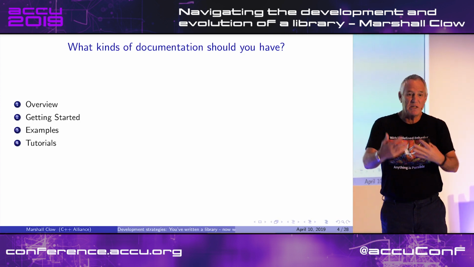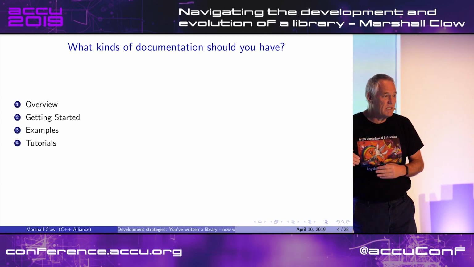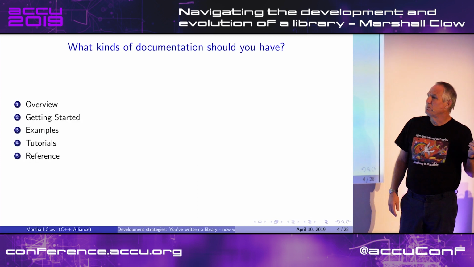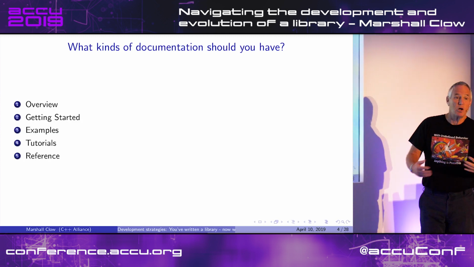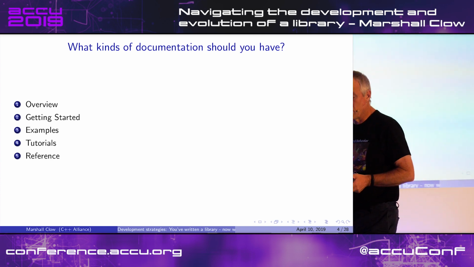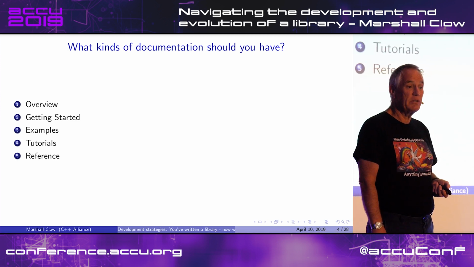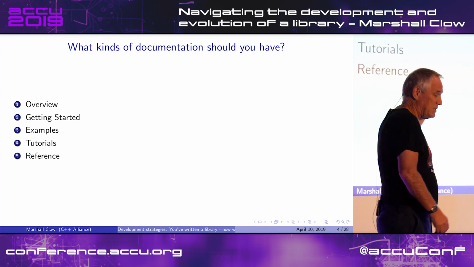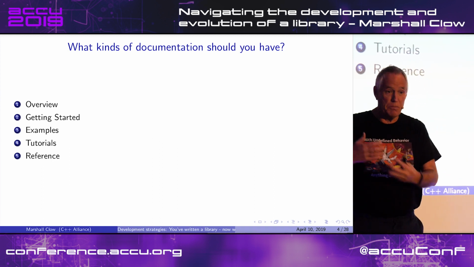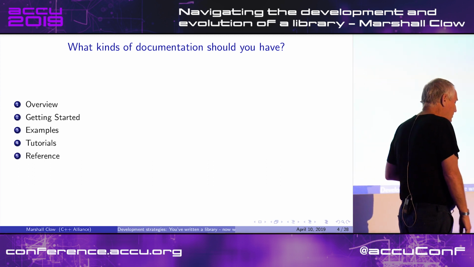Tutorials, examples are for getting started or for doing individual things. Tutorials are more for building something more complicated, more complex. And reference documentation: what do the calls in your library do? There are tools for generating reference documentation from the source code. Doxygen is probably the most common of these. You put comments in your source code, and Doxygen will extract them and build web pages or PDFs or whatever. This is a fairly painless way of doing it.